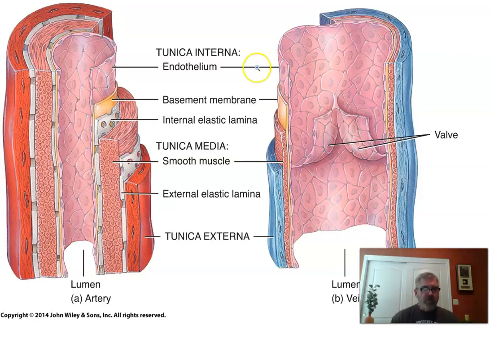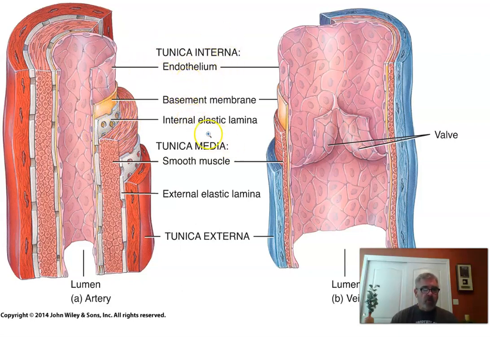Okay? Then from there, the next layer is the basement membrane. And then we have a layer of what looks almost like Swiss cheese, doesn't it? It's called the internal elastic lamina. So those are the 3 layers of the tunica interna.